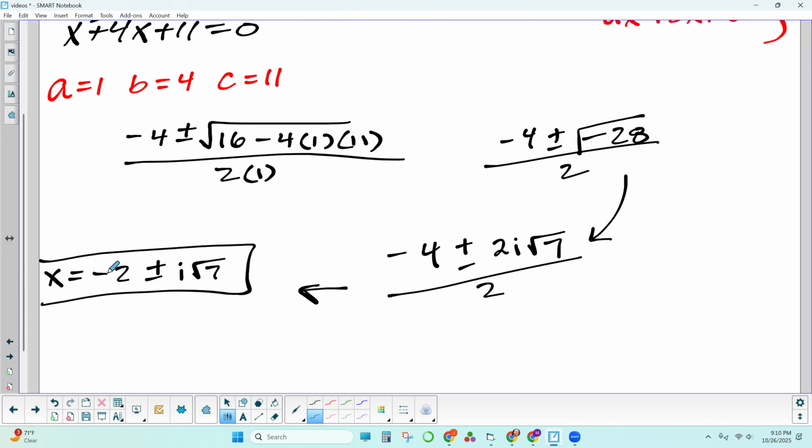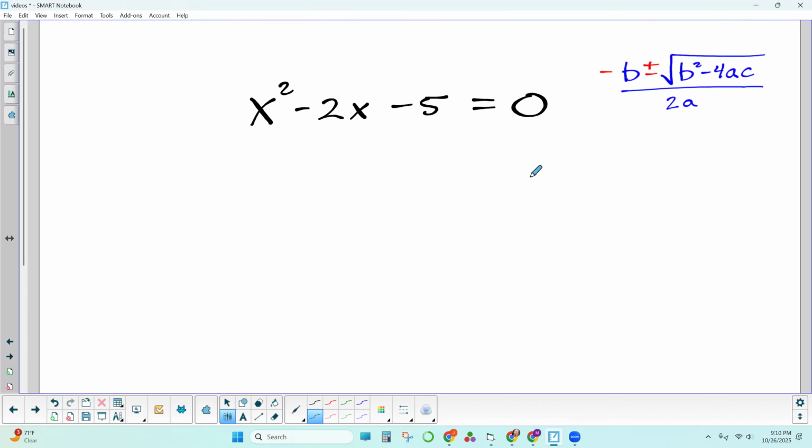They've got a real counterpart and an imaginary. Okay, so this definitely would not factor. All right, let's look at another one. This one is in standard form already, so we're good to go.